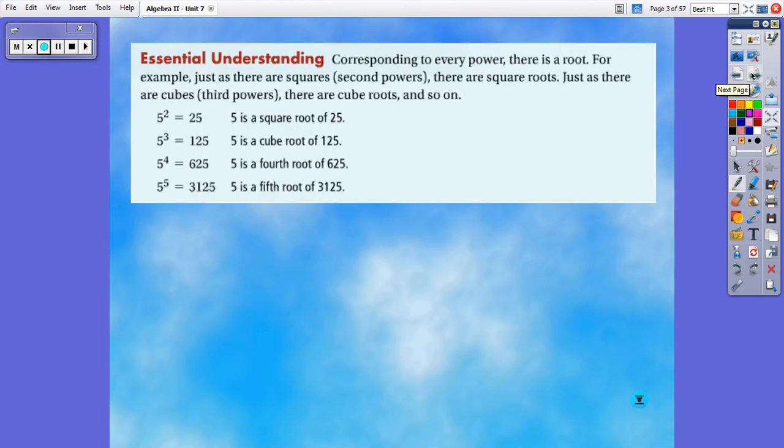So, corresponding to every power, there is a root. For example, just as there are squares, second powers, there are square roots. Just as there are cubes, third powers, there are cube roots, and so on. 5 squared is 25, we know that. So that means that 5 is a square root of 25. 5 cubed is 125. 5 is a cube root of 125. And so on. You could say that 5 is a fourth root of 625, and it's a fifth root of 3,125.